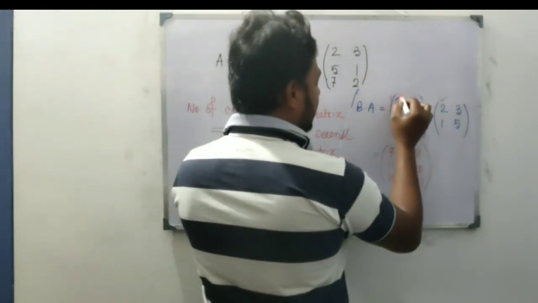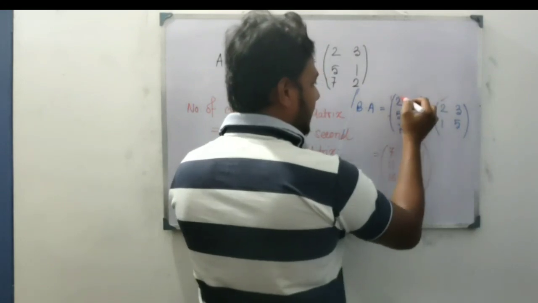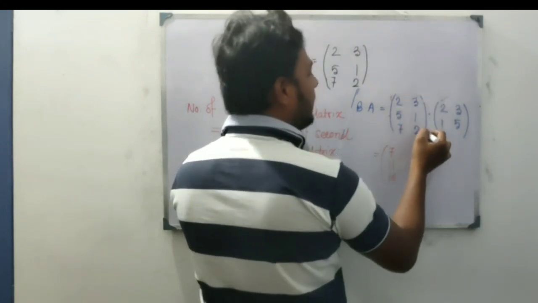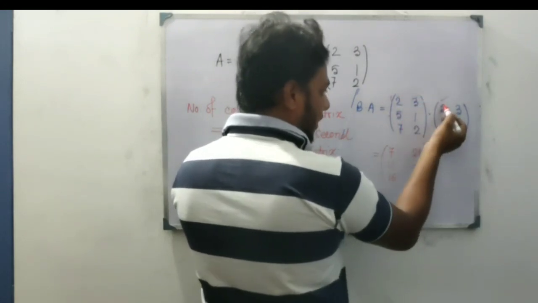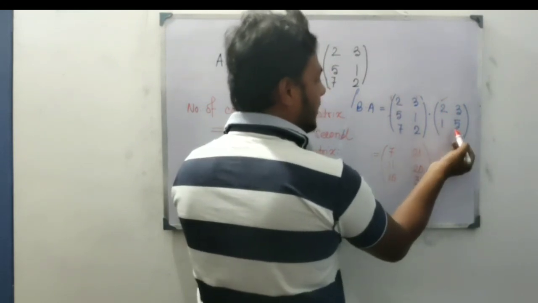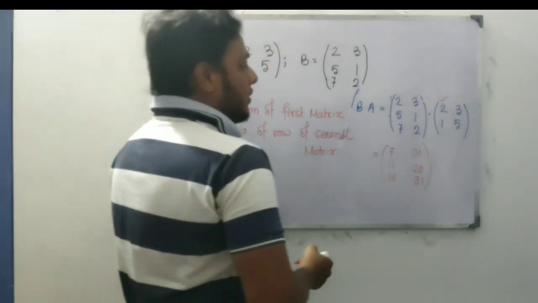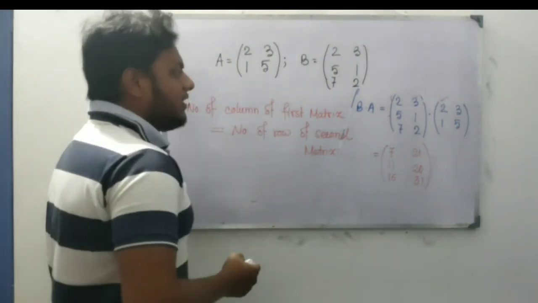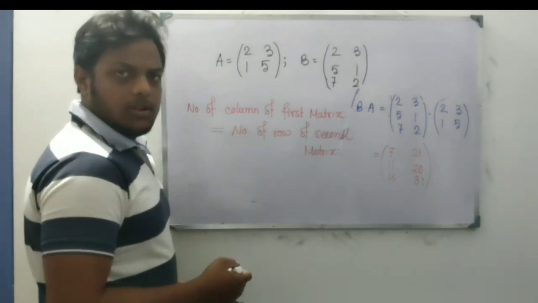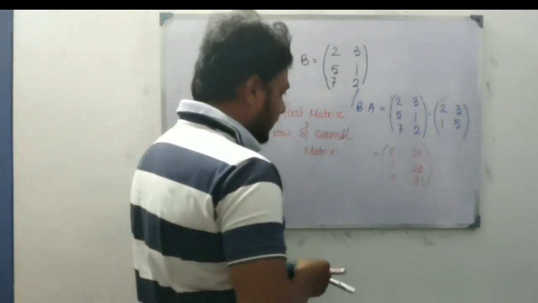Actually, the number of these elements, 1 2, gives us the number of columns of the first matrix, and if we count along this, 1 2 3, then this gives us the number of rows of the second matrix. So these two should be equal. Okay, so we can generate a formula from here. How? See, very important here.